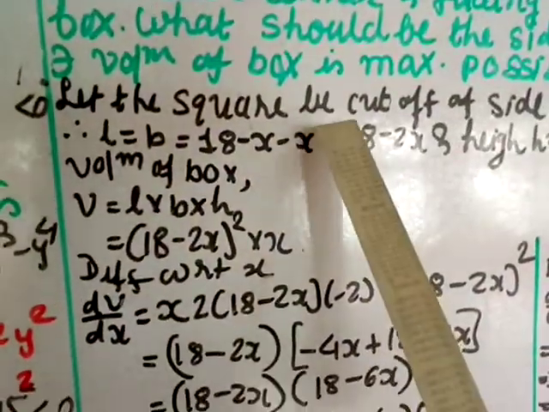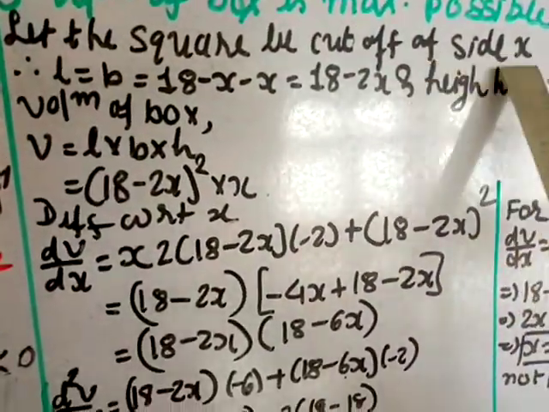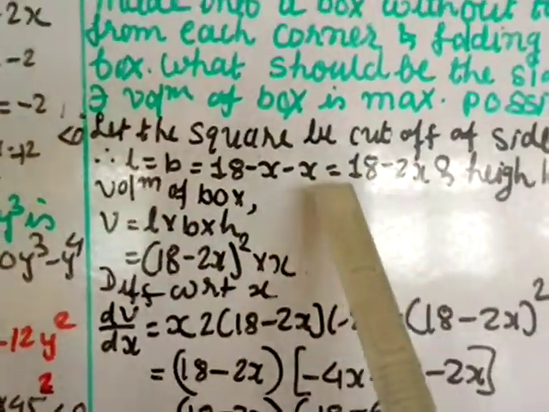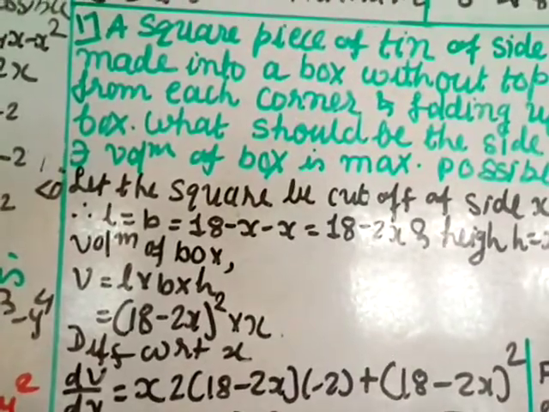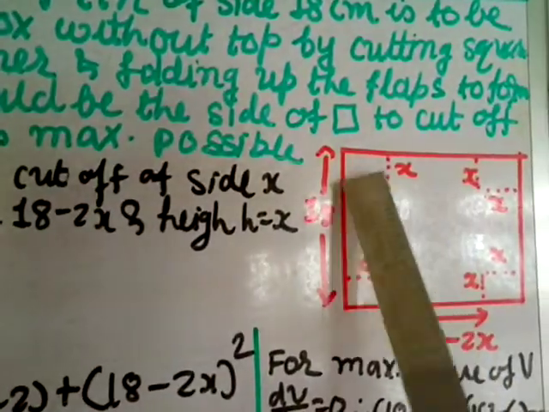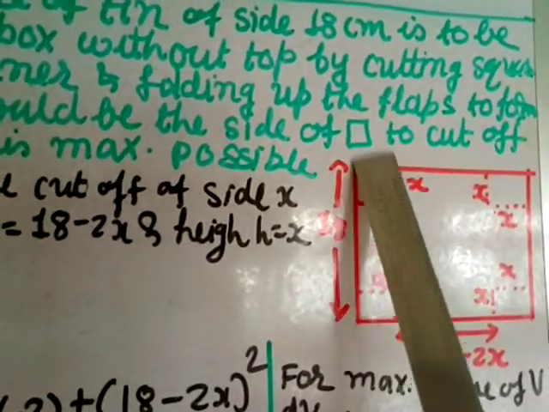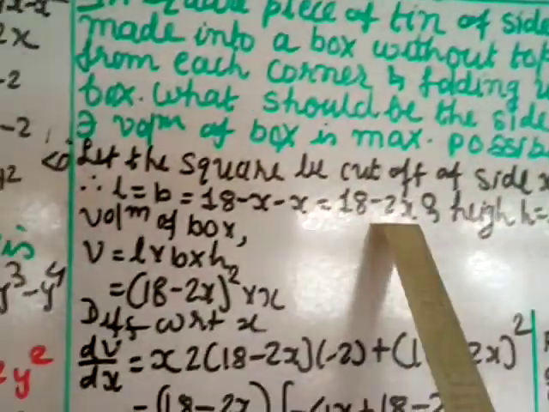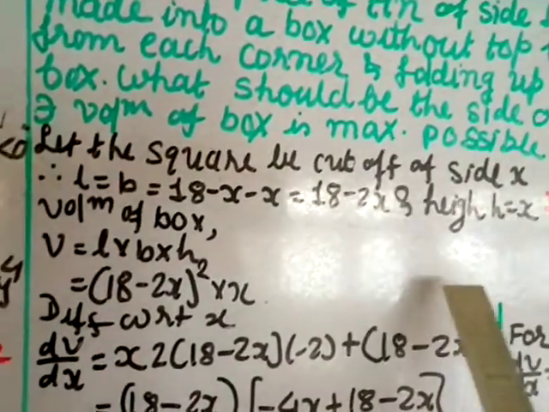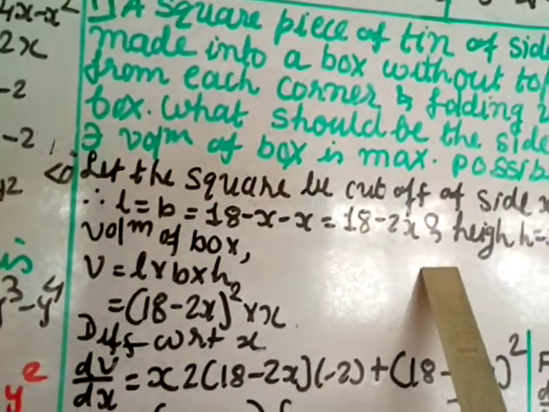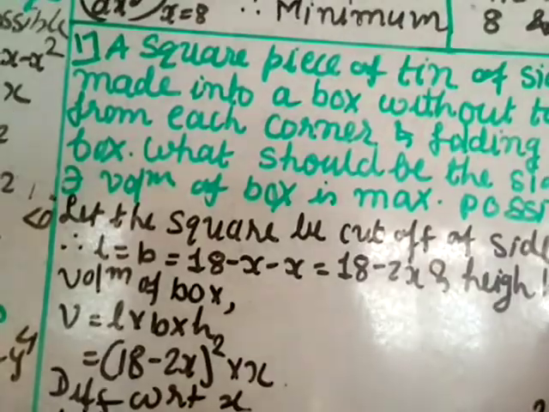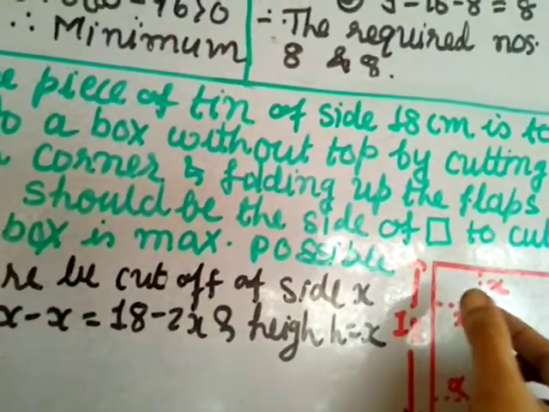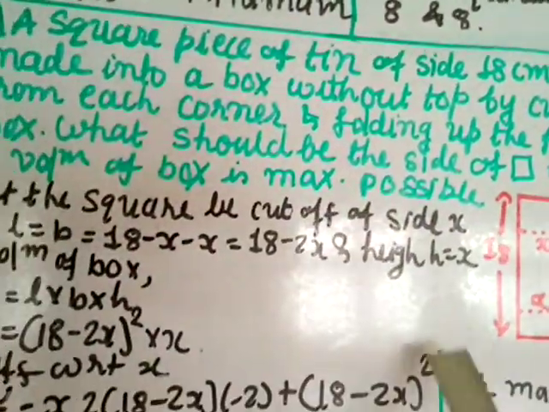Let the square be cut of side x. So I will say length and breadth will be 18 minus 2x. I was telling you that, this total is 18, I am cutting x from here and x from here, so the remaining will be 18 minus 2x. So the length and breadth of your box will be 18 minus 2x, and height will be, see, if I am folding like this, what I am cutting will become your height. Okay, so h will be x.